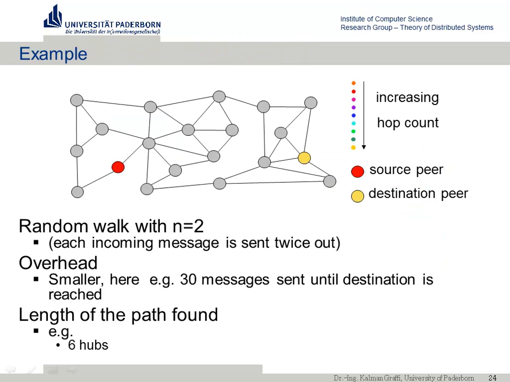Okay, so the same example that we had before. Now a random walk with n equals 2, so we are sending every incoming message out twice, so that we take control of it. And oops, it was too fast.